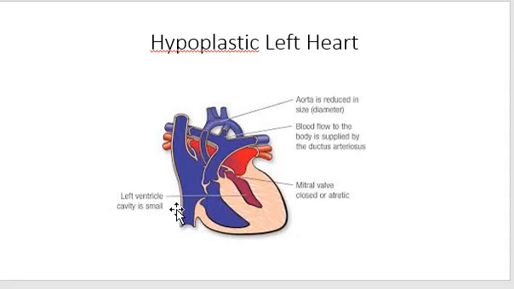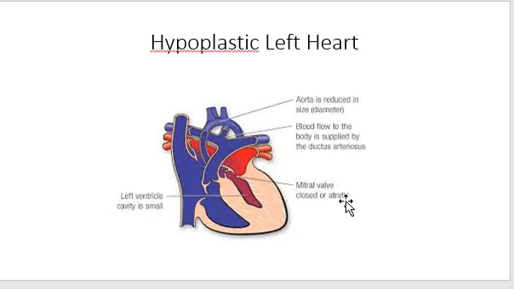Those have to stay open in order for that baby to survive, because that's the way oxygenated blood gets to the body system. So prostaglandin E is administered to maintain patency of the ductus arteriosus. Other serious congenital abnormalities definitely are sometimes involved in this.